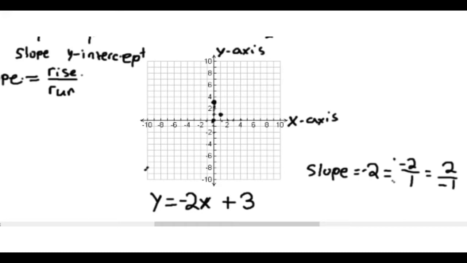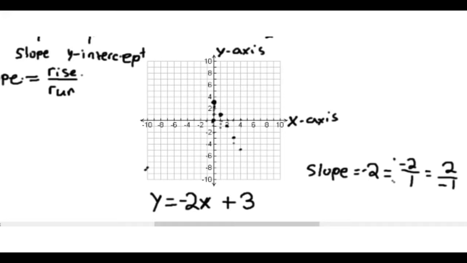I could do that again from this new point that I just plotted. Rise negative 2, which means go down 2, run over 1. Rise negative 2, run over 1. As you can see, if I were to connect the dots now, it would form a straight line.